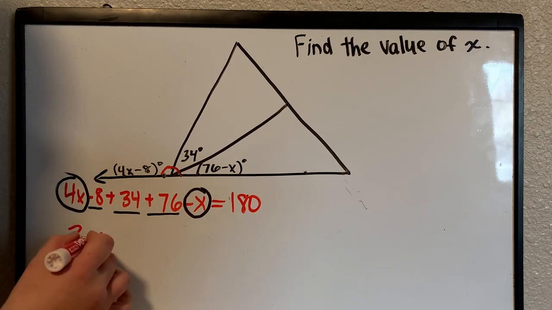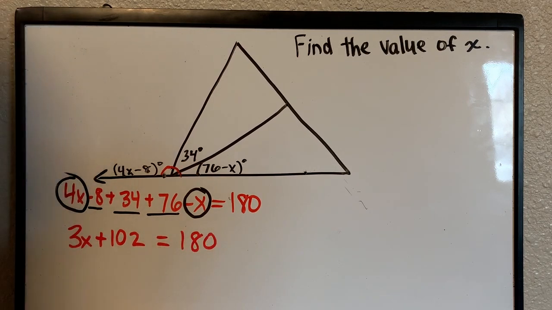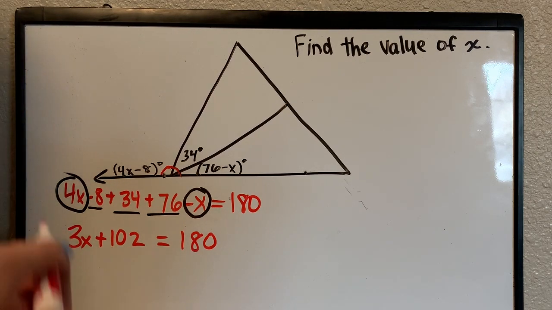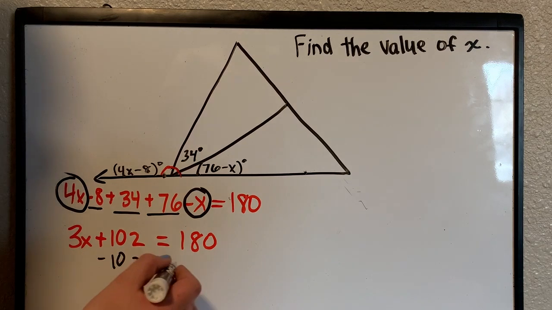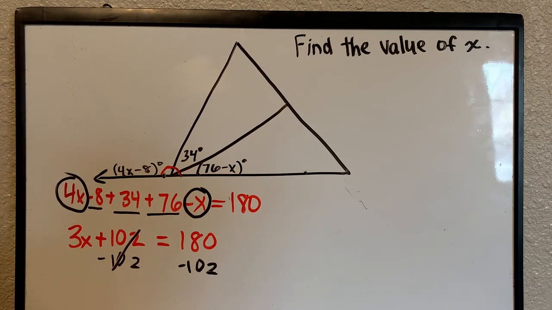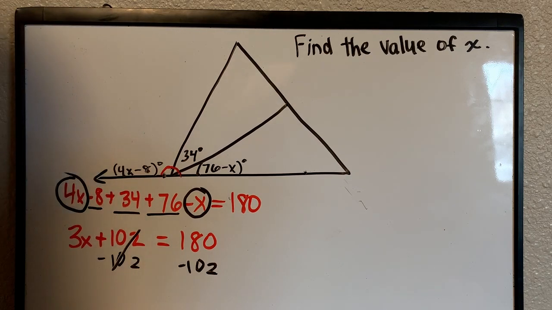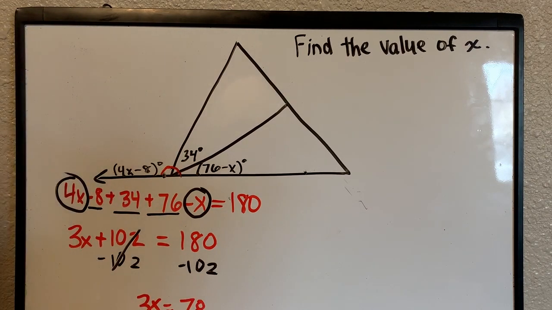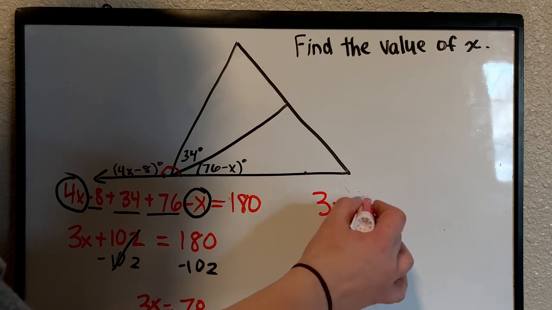So 3x plus 102 equals 180. So I have here now 3x plus 102 equals 180. So I'm going to take my inverse operation and move the 102. Now these will cancel out, and I have 180 minus 102 is going to be 78. So I have 3x left on the left side, 78 left on the right side. I'm going to move this problem over here. I'm going to put 3x equals 78.